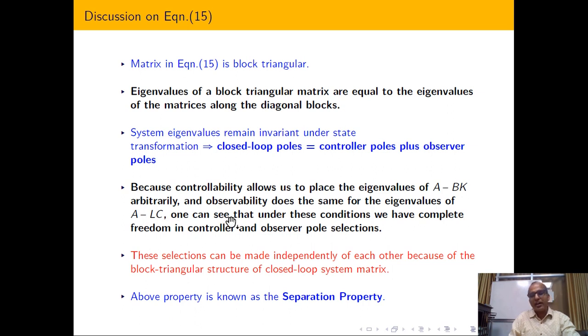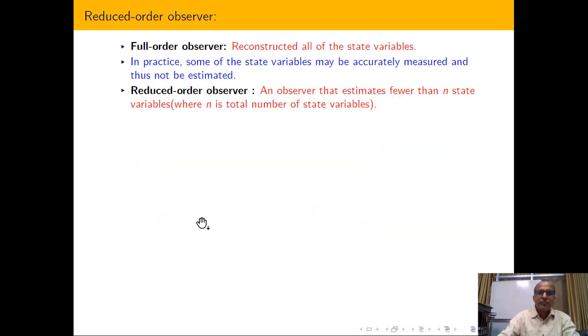So independently you are able to select, and due to that reason you are able to make your observer as fast as possible. And since the observer is running inside a computer, you can put high gain also. And in this way I am able to design an observer based controller for the linear time invariant system. A similar kind of result is also available for linear time varying systems.